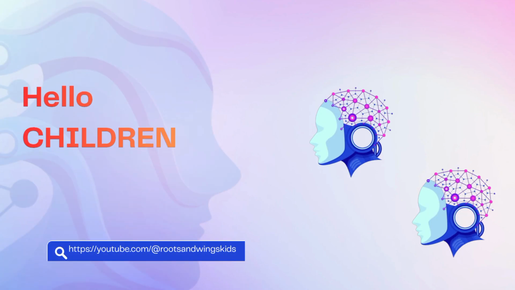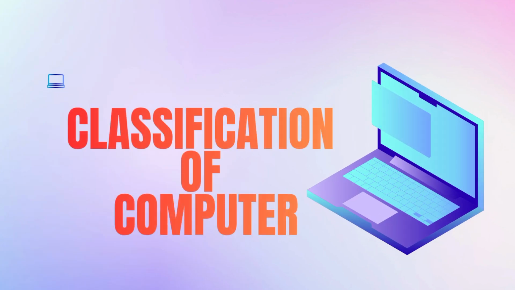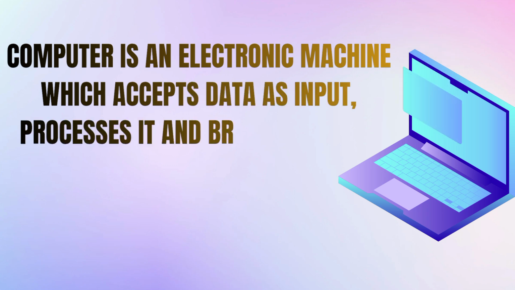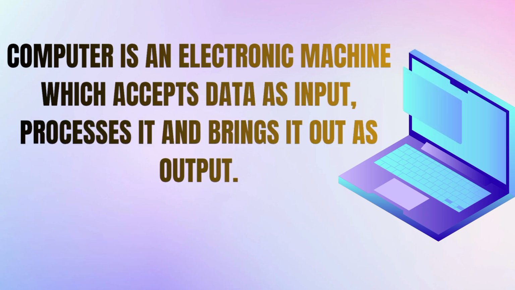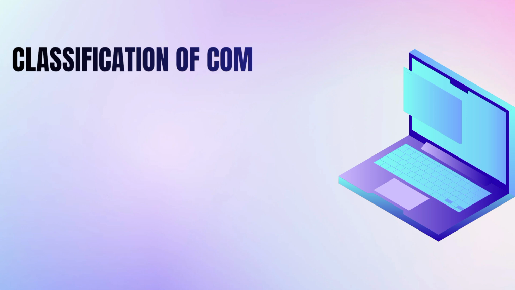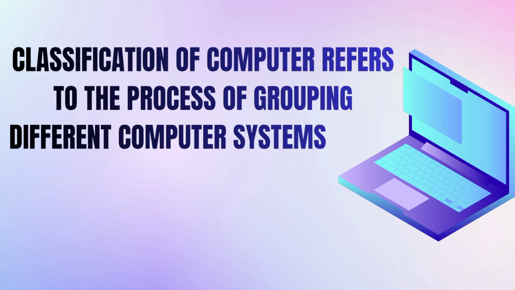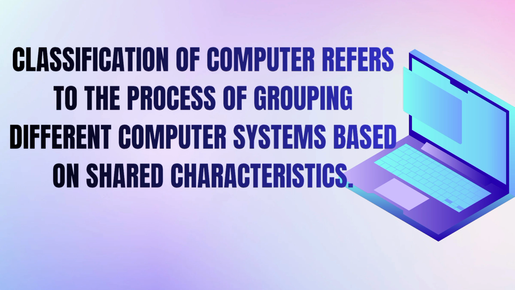Hello, children. Today, we will be learning about classification of computer, but before that, what do you understand by computer? Computer is an electronic machine which accepts data as input, processes it, and brings it out as output. Classification of computer refers to the process of grouping different computer systems based on shared characteristics.